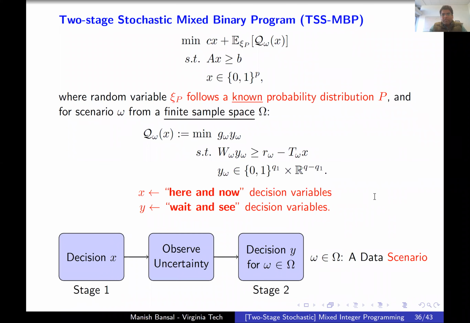Okay, I don't have much time, but in the next 2 minutes I'll present some other generalizations of the two-stage stochastic mixed integer programs that I'm interested in. Here is a two-stage stochastic mixed binary program, where the first stage has pure binary variables and the second stage has mixed binary variables. Here I was assuming that the probability distribution corresponding to this random variable is known.